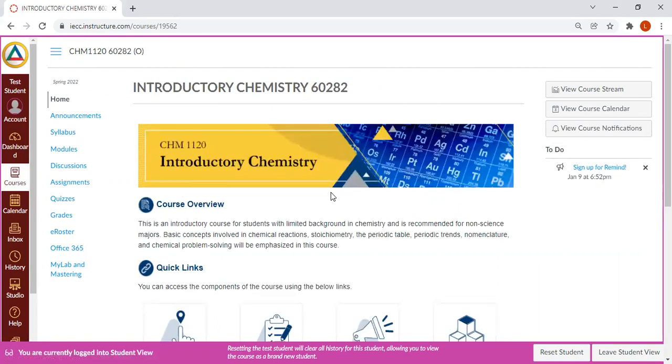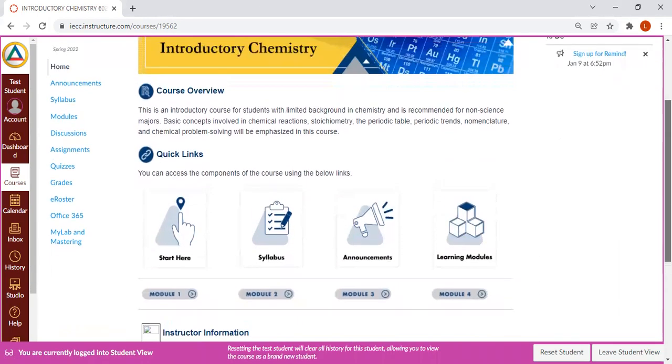So when you get to your home page in Canvas, this is what your page looks like. It says the name of the course. It's got this pretty picture. And this is kind of your diving board. This is where you start.